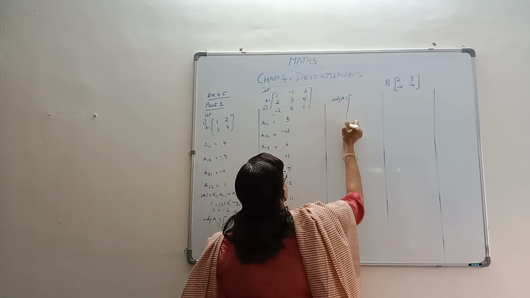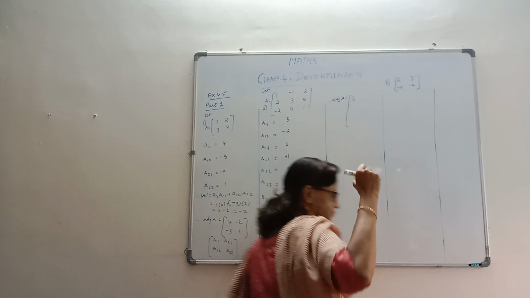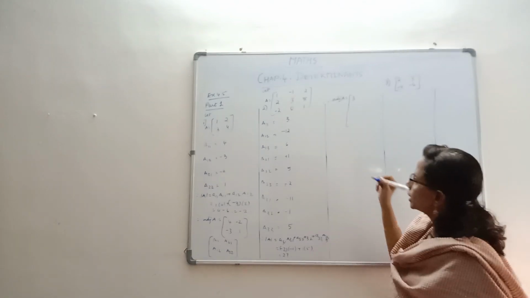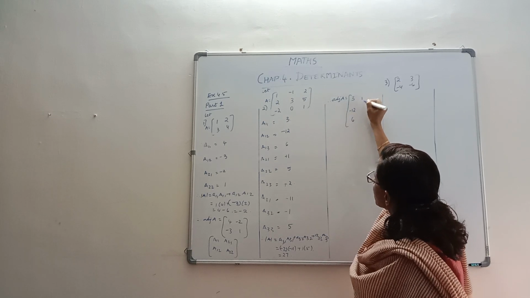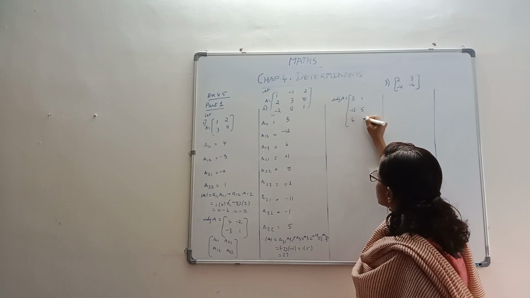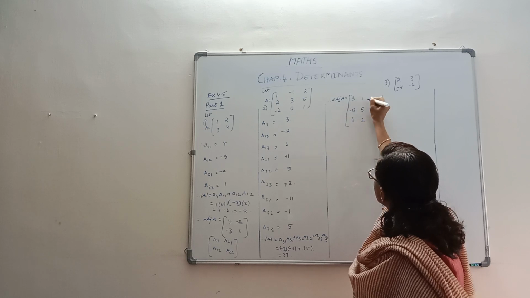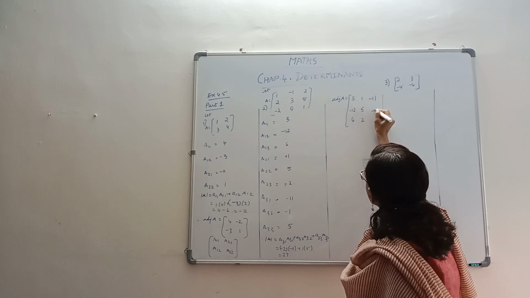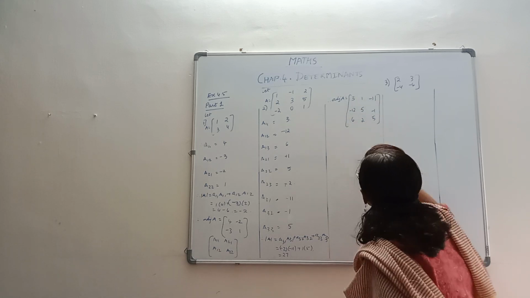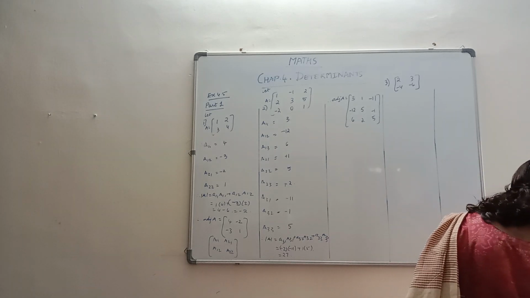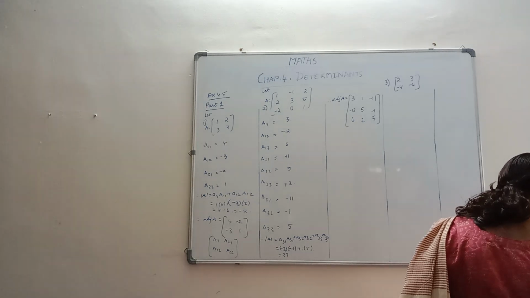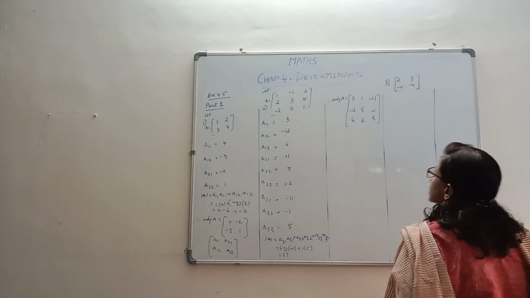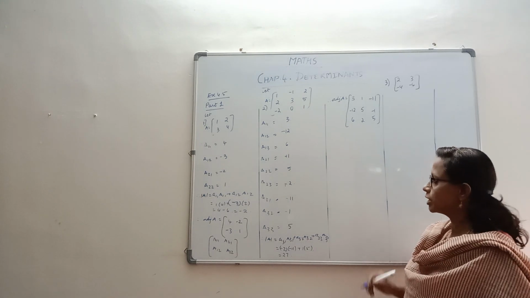How is it? We write the transpose: 3, minus 12, 6, 1, 5, 2, minus 11, minus 1 and 5. That's it. Okay, so that's about the adjoint.